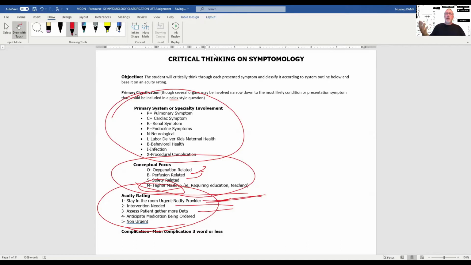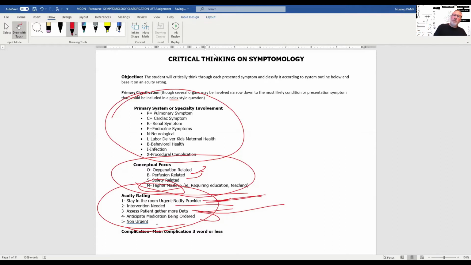Like, they just told you they had pain. Why would you medicate them with morphine? Well, it says, let's figure out what's going on. So assessment would be needed. So gather more data, and then you would anticipate, based on that data, whether a medication might be ordered.